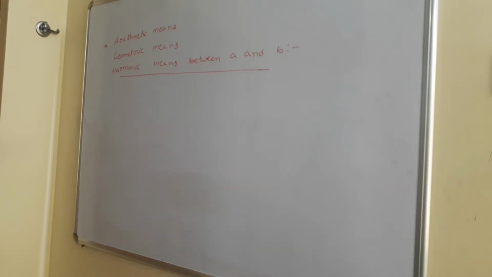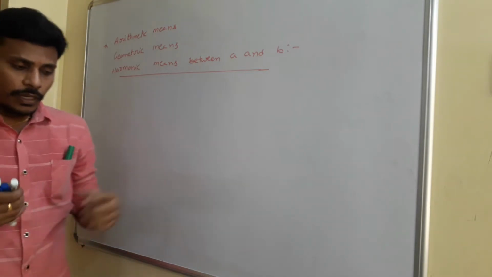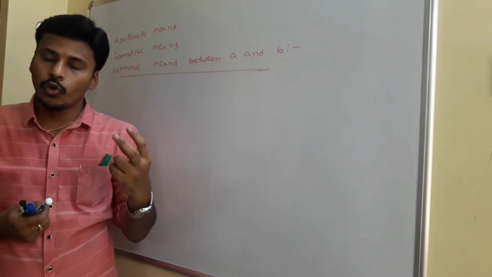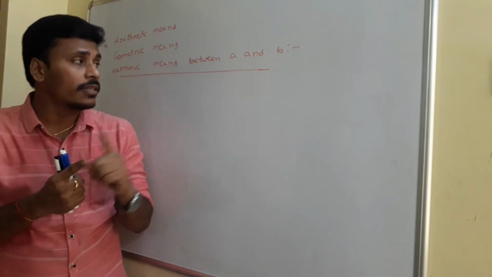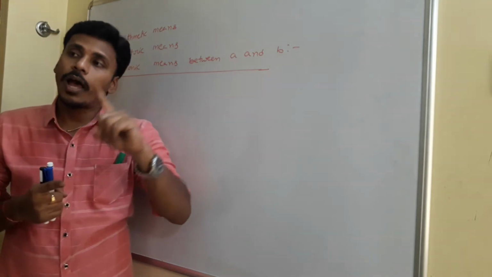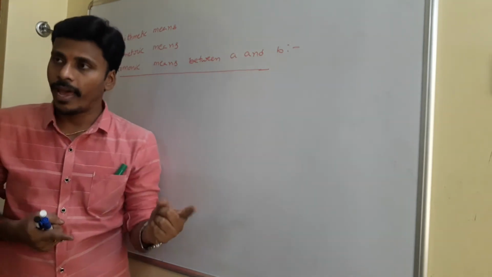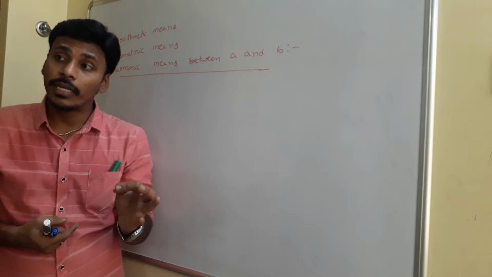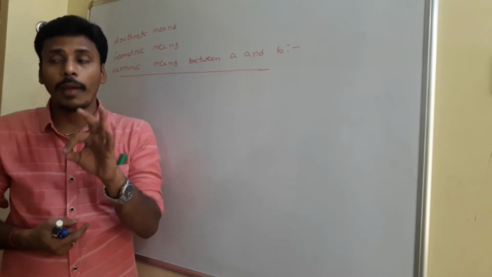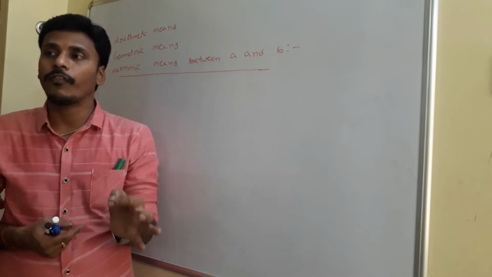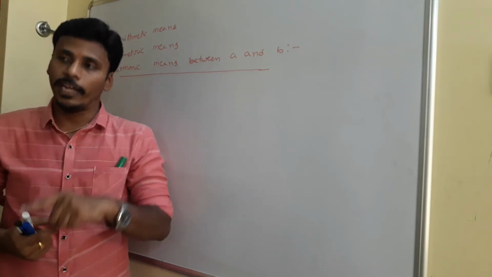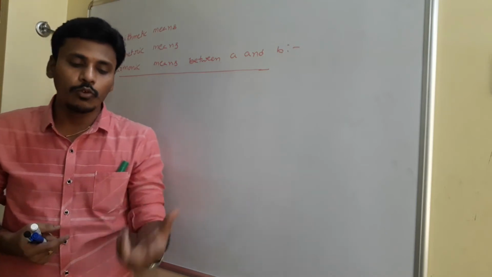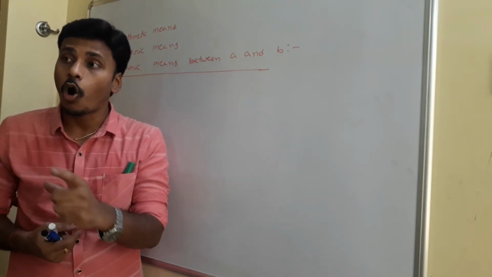Arithmetic means, geometric means, and harmonic means between A and B. Usually we will face two different situations in different problems or in groups. One thing is arithmetic means between A and B, or arithmetic mean of A and B. I am again repeating, arithmetic means between A and B, arithmetic mean of A and B. There is a slight difference between those two, right? Now we are discussing the arithmetic means between A and B. And in the next class, I may give you an idea related to the arithmetic mean of A and B.